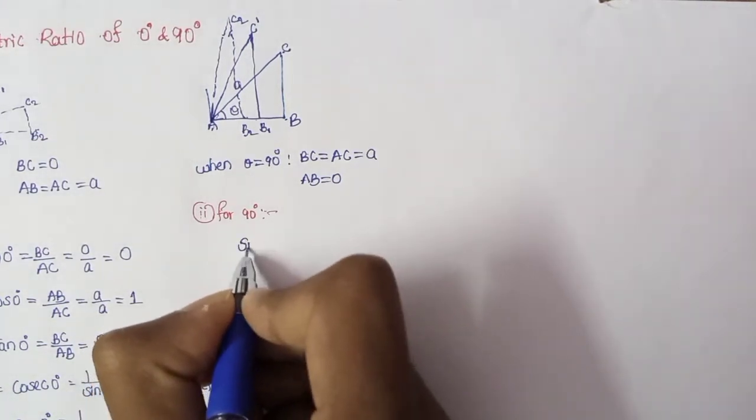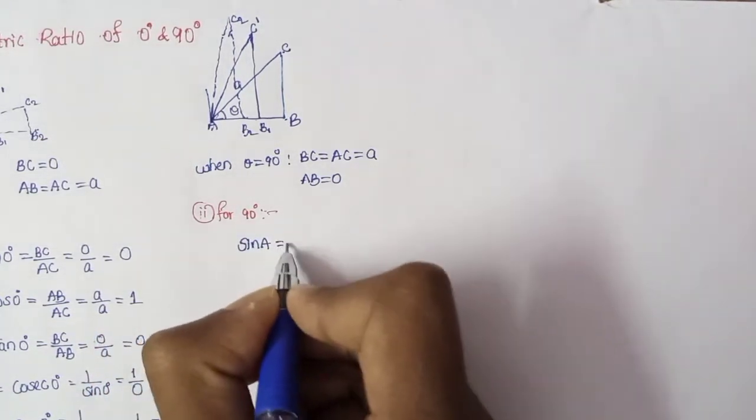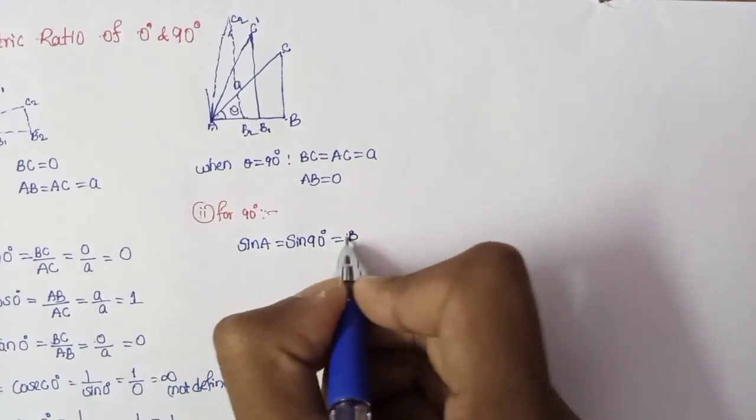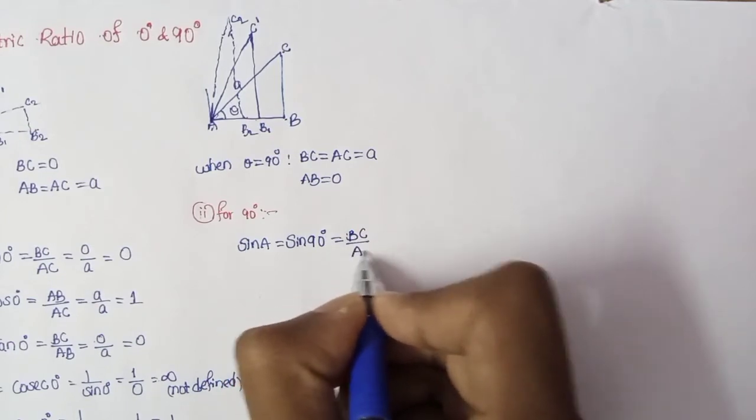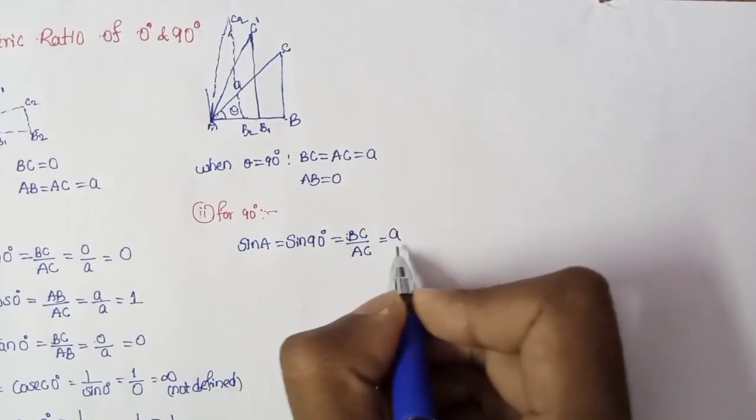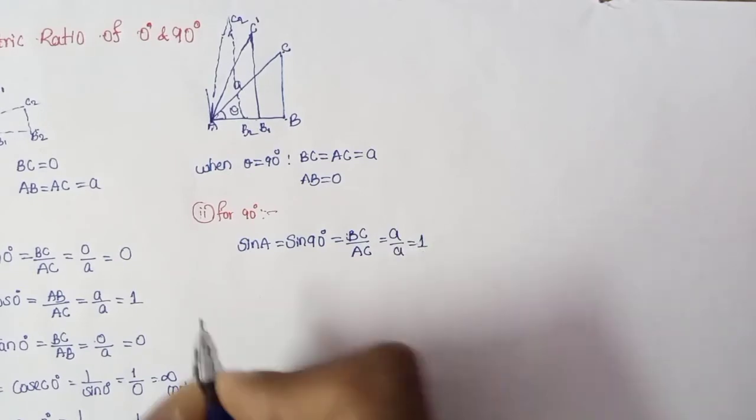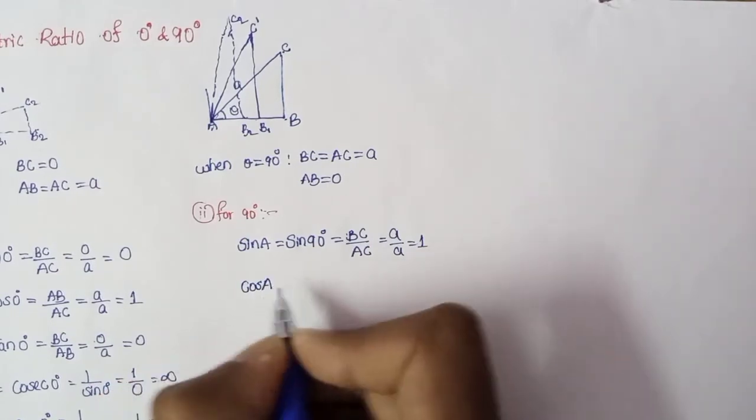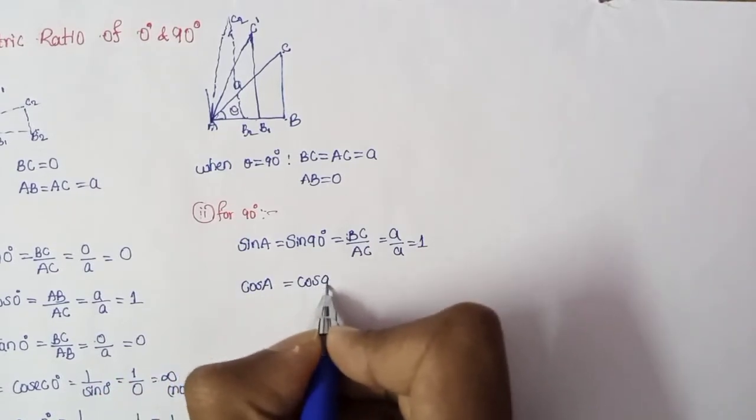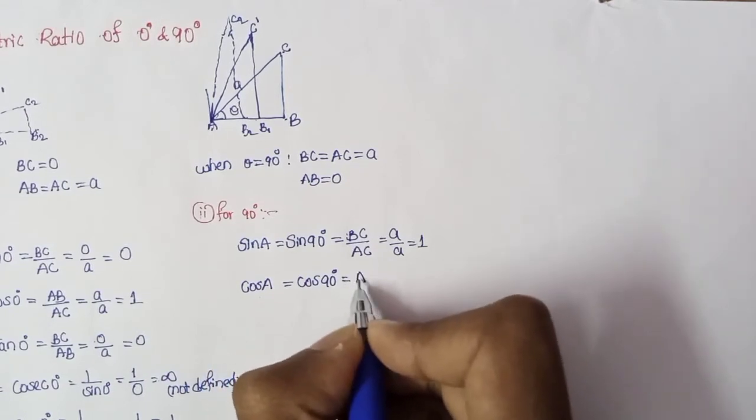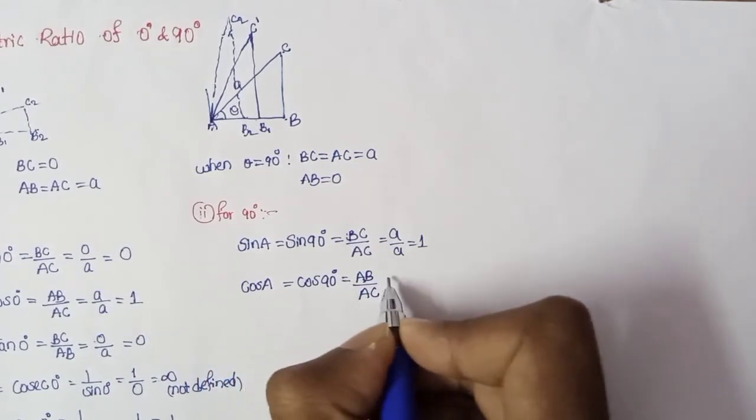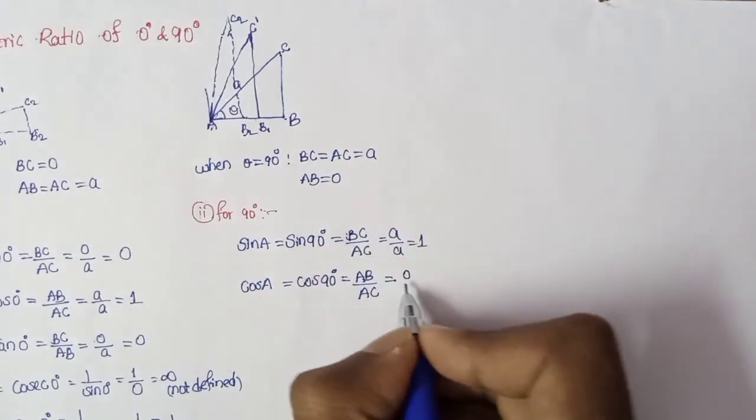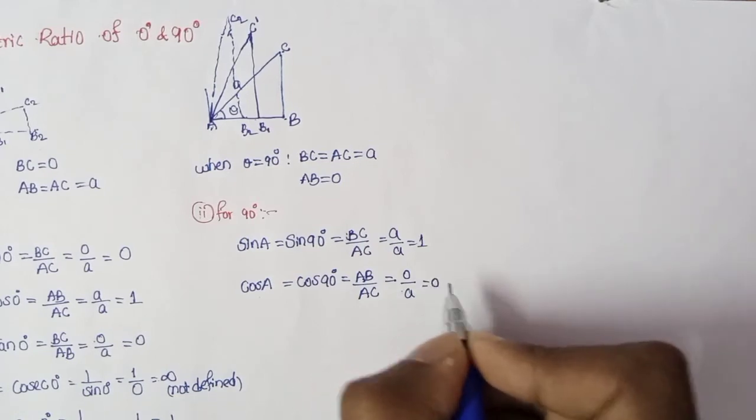So first one is sin A. Sin A, that is sin 90 degrees, is equal to BC by the hypotenuse AC. But BC here is A, and the hypotenuse is also A, so it is equal to 1. That means sin 90 is equal to 1. Next, cos A, that is cos 90 degrees, is equal to AB by AC. What is AB? AB is 0 here. So 0 by A, which is equal to 0.